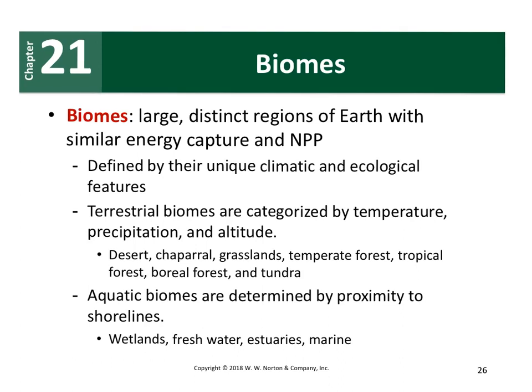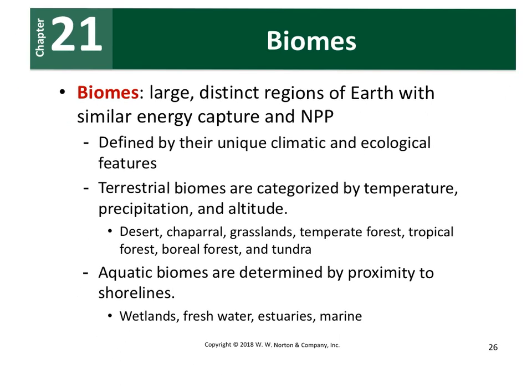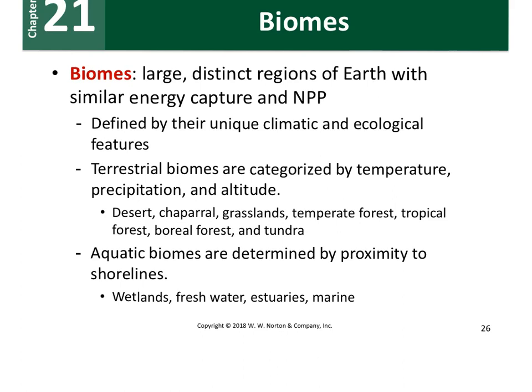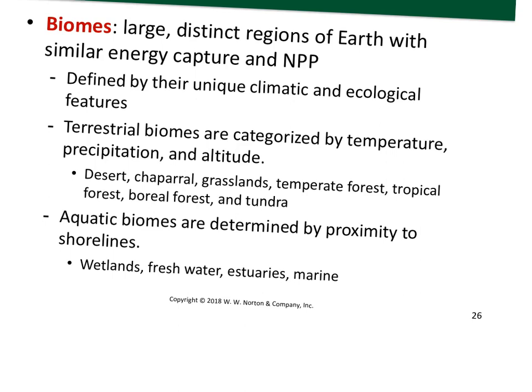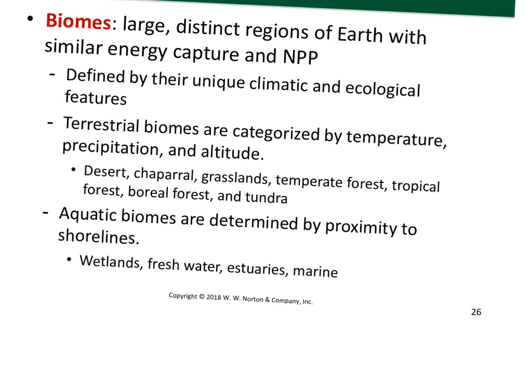So biomes are large regions of the Earth that have similar energy capture and net primary productivity. And these biomes are defined by their unique climatic and ecological features. Terrestrial biomes are categorized by temperature, precipitation, and altitude. For example, desert, chaparral, grassland, temperate forest, all that. Aquatic biomes are determined by the proximity to shoreline, wetlands, fresh waters, estuaries, intertidal zones, continental shelf, and then the pelagic zone out in the middle of the ocean.